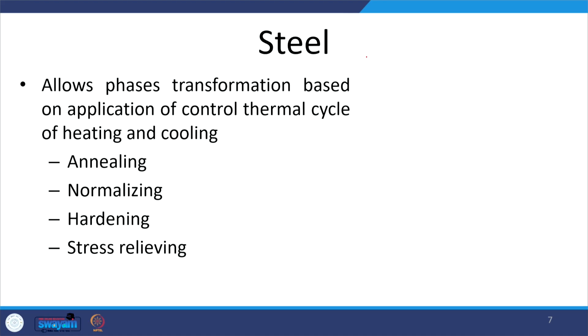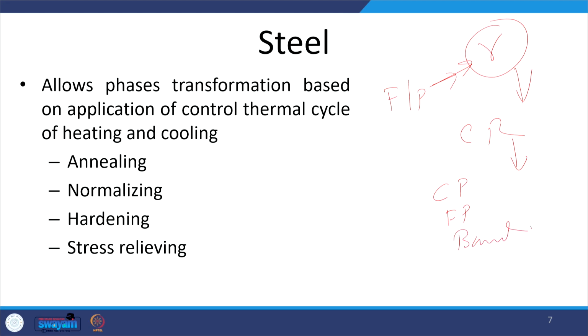Okay, so steels respond very nicely to the thermal cycles which are imposed. Say initially we may have ferrite and pearlite. So, when we do the heat treatment, it converts into austenite. This austenite, depending upon the cooling rate imposed, can produce coarse pearlite, fine pearlite, it can lead to the formation of bainite, or it can lead to martensite.